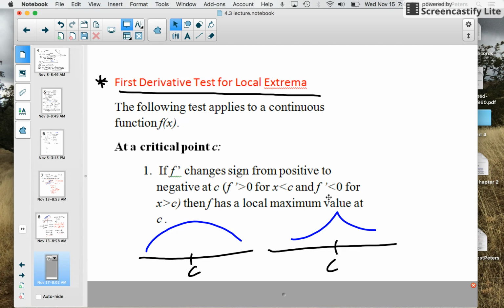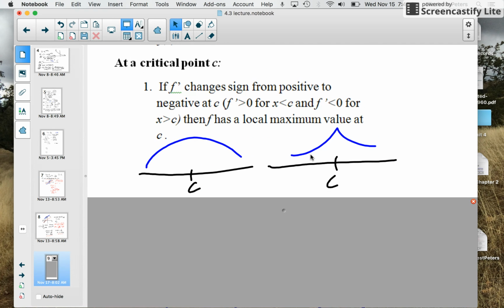And so first we say at a critical point C, okay, so we're talking about the critical points. Remember, the critical points are when the derivative equals 0 or when the derivative does not exist. If f prime, if the derivative changes sign from positive to negative, so the derivative here is starting positive, and then it becomes 0, and then it goes negative, then f has a local maximum value at C. So that's our first derivative test.